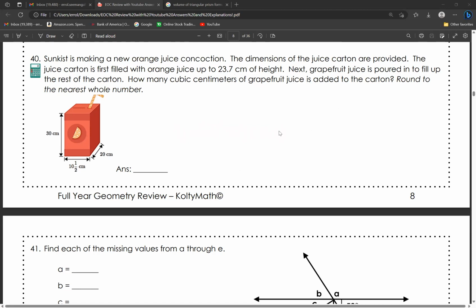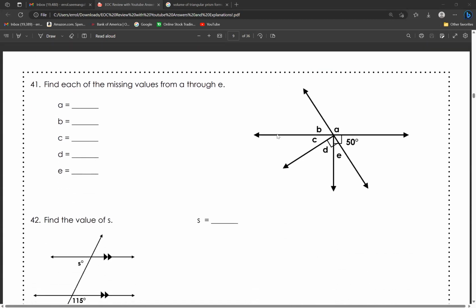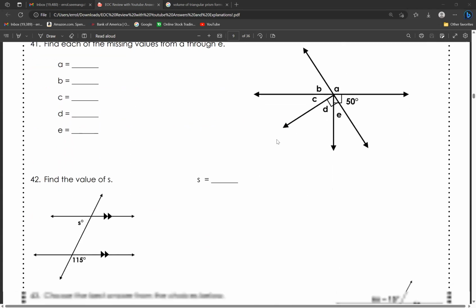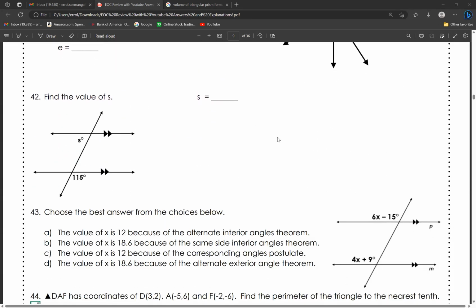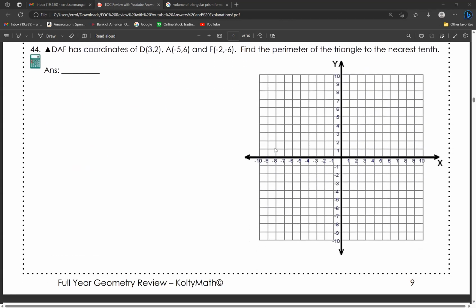All right, that was 40. Find each of its values from a. Okay, so this one's like angles. 40, 41, 42 angles, 43 angles. Find the perimeter of the triangle to the nearest 10th. Okay, so for 44, you graph DAF. Find the perimeter of the triangle to the nearest. Same thing as we did one like this a little bit earlier.